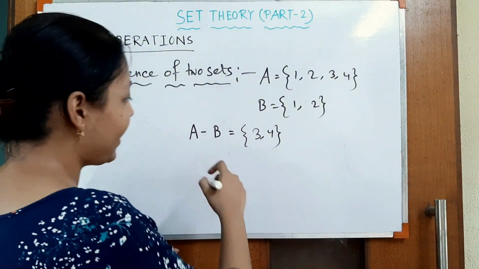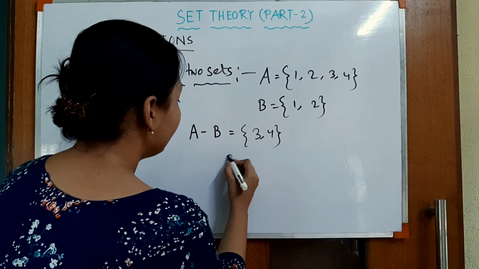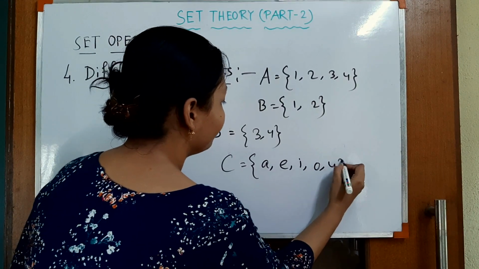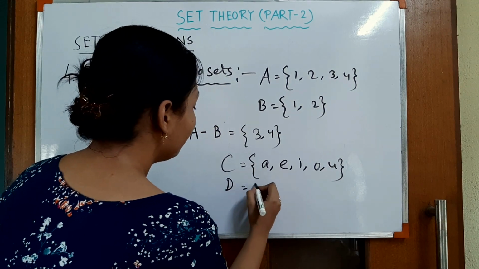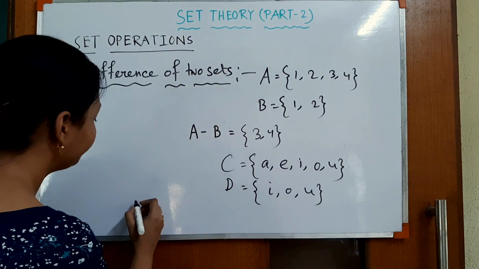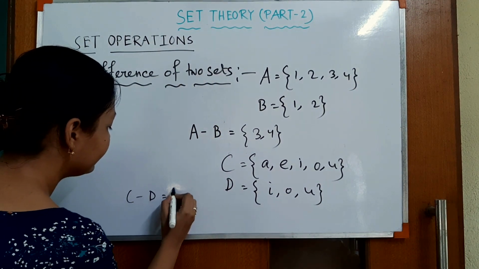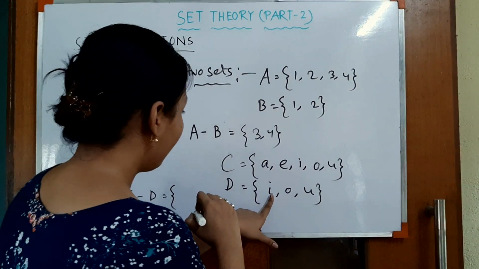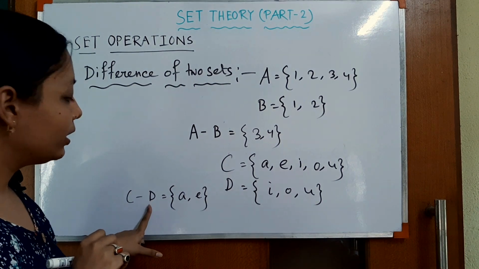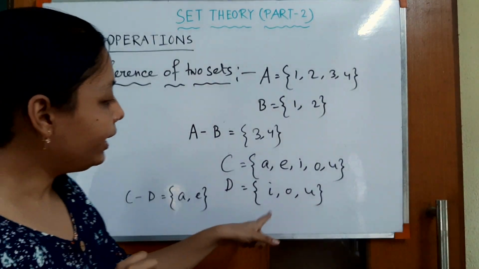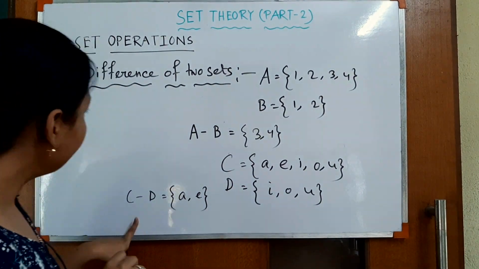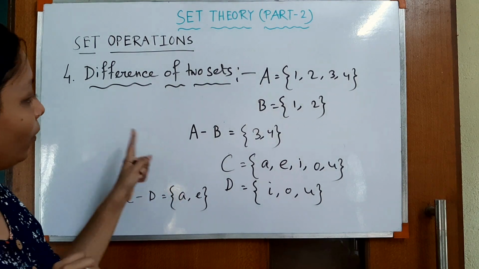Let us take another example, that C equal to {A, E, I, O, U} and D equal to {I, O, U}. Therefore, C minus D is {A, E}. It means we cancel out D from C. So I, O, U is cancelled out from A, E, I, O, U. This is the difference of two sets. So note it down.